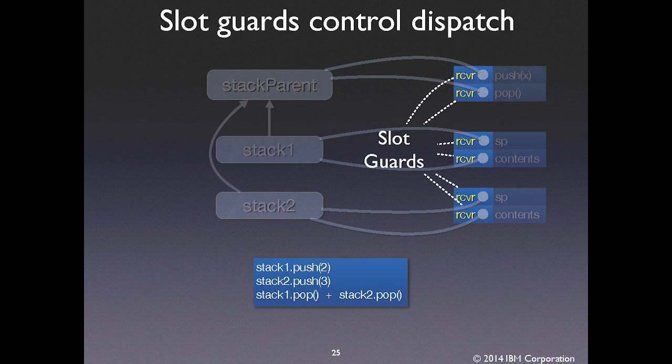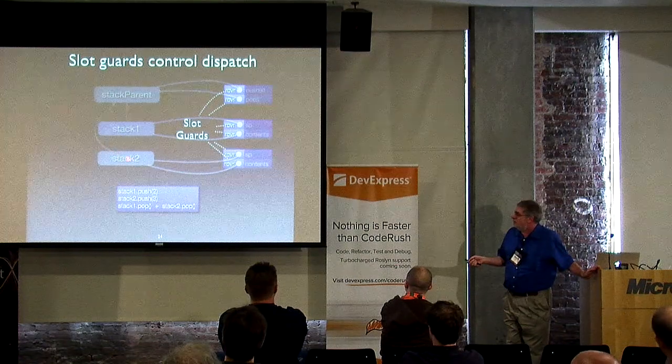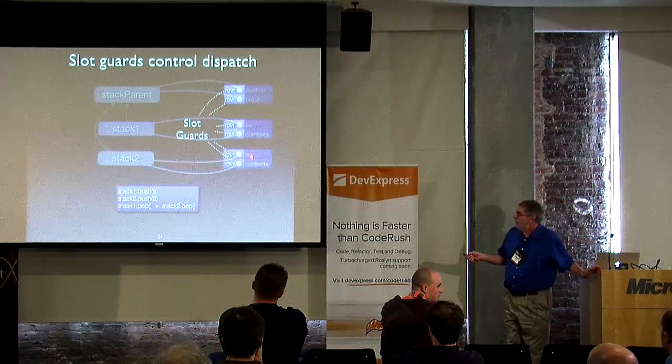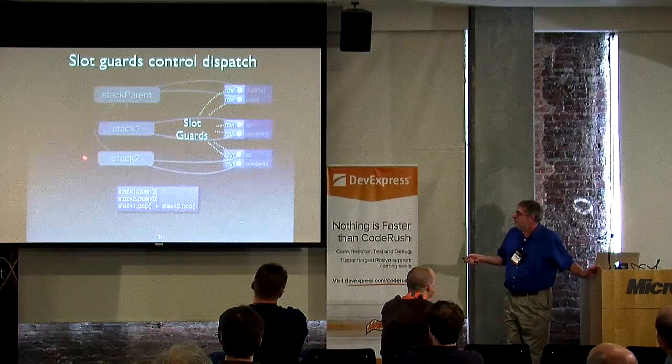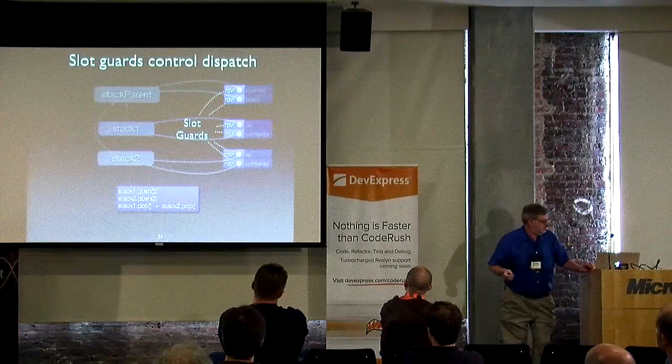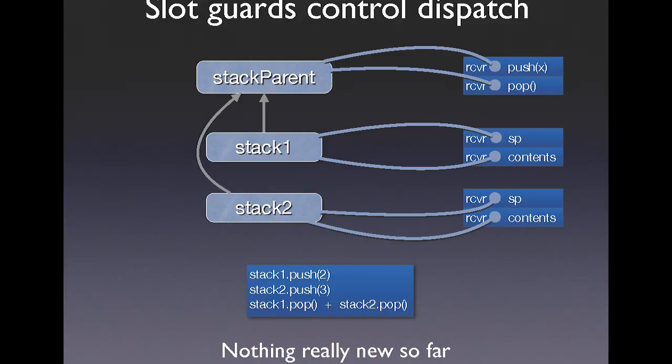Now, a little terminology. This new piece I added is called the slot guard because it guards when the slot is run. So if I send a message to stack 2, SP, I'll get that slot because it is saying I only see that slot when the receiver is that object or a child, and similarly for these. So they're controlling the dispatch. Now, so far all I've done is I've taken Self, a nice, clean, simple, elegant, beautiful, wonderful language, and I've tarted it up with a bunch of extra junk in the picture.